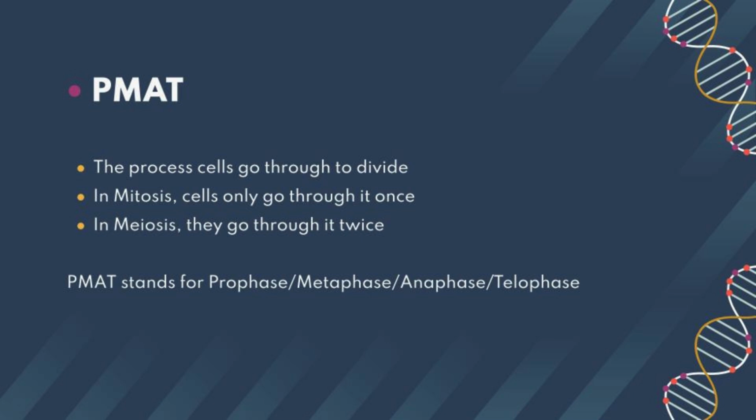So cells use PMAT in order to divide. In mitosis, which is how we make somatic or body cells, such as normal cells, it'll only go through PMAT once. But for meiosis, because we need to divide down even smaller with less genetic material in each cell, we're going to go through it twice. So the acronym in PMAT stands for prophase, metaphase, anaphase, and telophase.